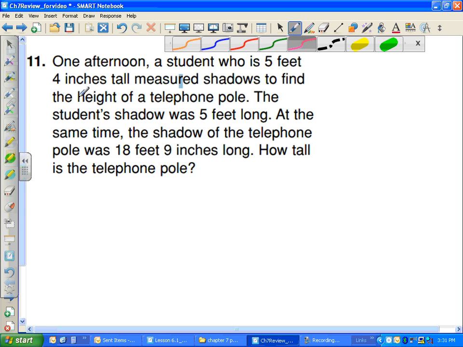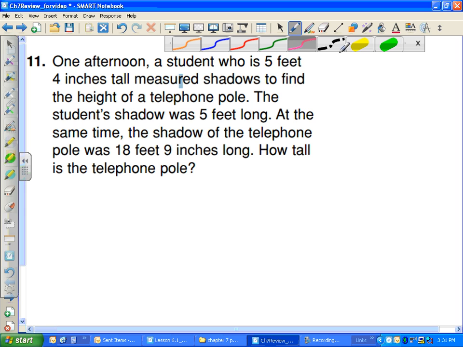Okay, one afternoon, a student who is 5 feet 4 inches tall measured shadows to find the height of a telephone pole. The student's shadow was 5 feet long. At the same time, the shadow of the telephone pole was 18 feet 9 inches long. How tall is the telephone pole?